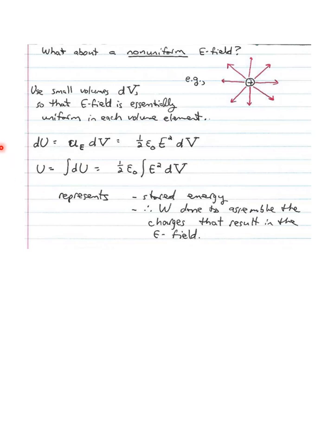So we can talk about a little bit of energy, little dU, equals the density times dV, which is 1/2 epsilon naught times electric field squared times dV. And the total energy in the electric field is the integral of all the little dU's. So it's going to be 1/2 epsilon naught, which can get thrown out to the left, and we're left inside the integral with the integral of E squared dV. And this represents the stored energy, and therefore the work done to assemble the charges that result in the electric field.